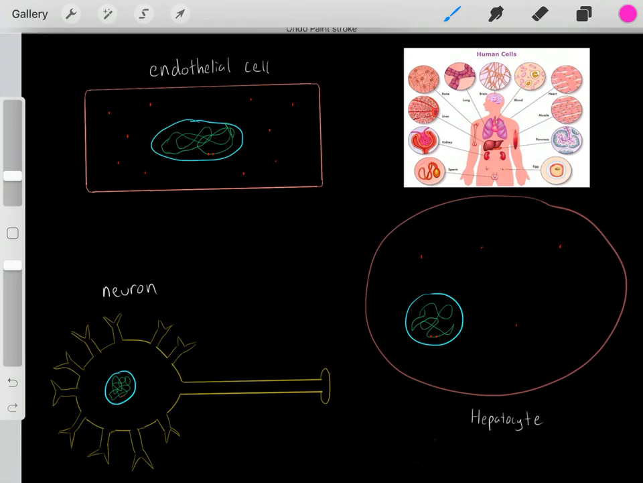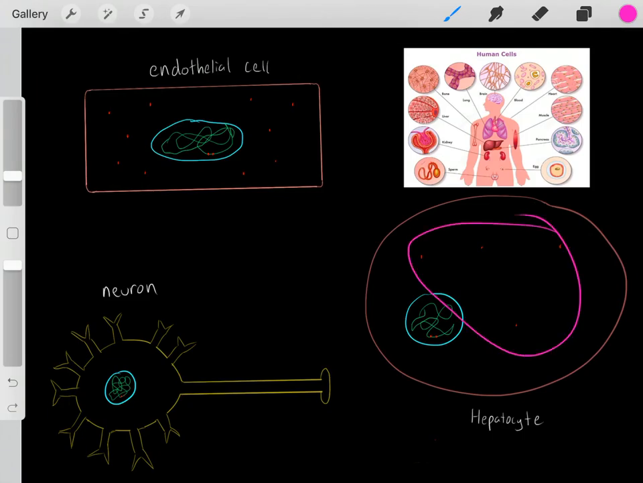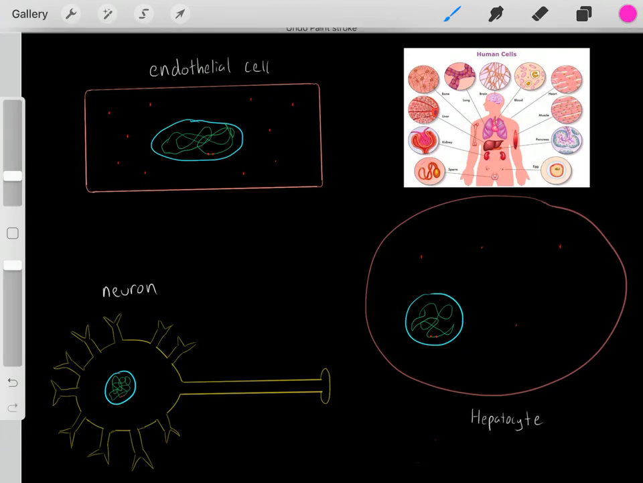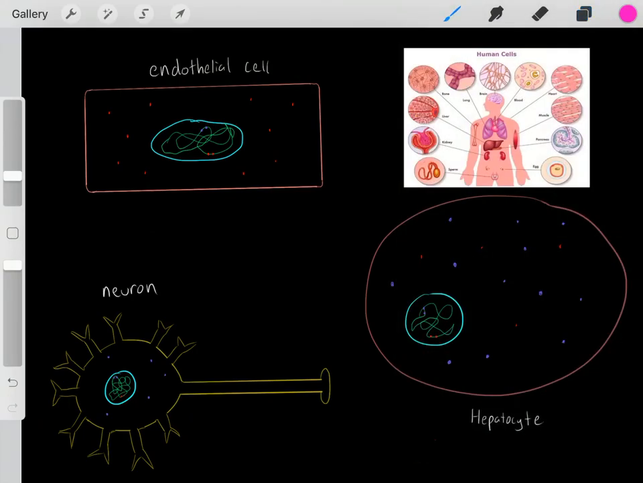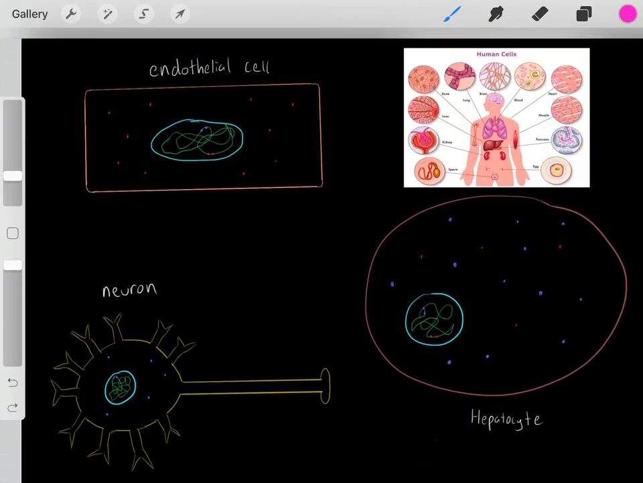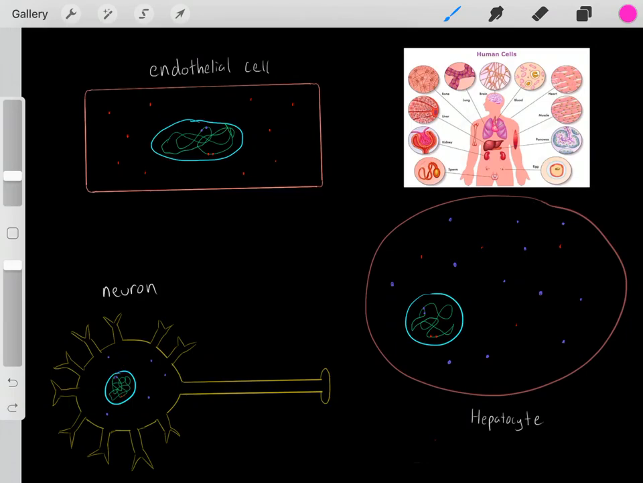And maybe this hepatocyte is somewhere in the middle. Maybe it has some activated red transcription factors, so it's going to initiate some expression of this gene, creating some protein. But maybe we have a different transcription factor. Maybe this purple transcription factor is highly activated in hepatocytes, so they're going to highly express this gene, creating a lot of this particular protein. And maybe this neuron has very little of this activated transcription factor, so it's activating very little of this gene, creating very little of this protein.